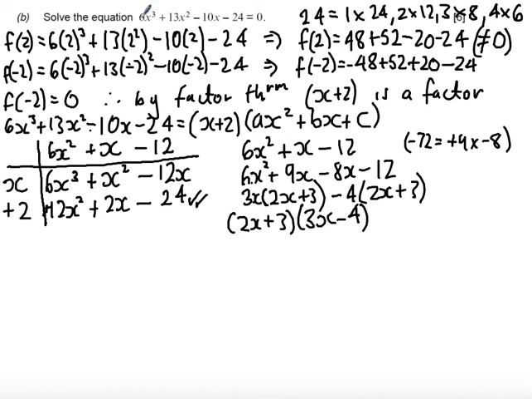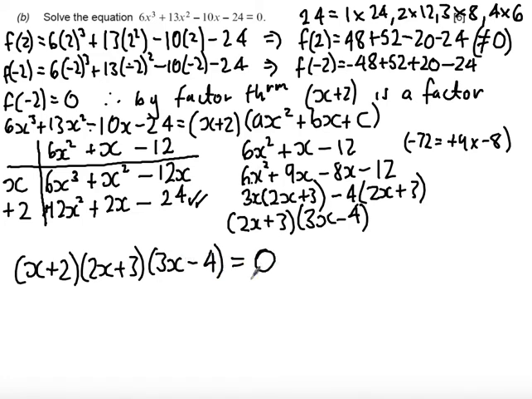So what I know now is to solve this equation 6x cubed plus 13x squared minus 10x minus 24, I would factorise to get the brackets x plus 2, 2x plus 3, and 3x minus 4. And this would all be equal to 0. So x plus 2 equals 0, and so x would be equal to minus 2. 2x plus 3 would be equal to 0.